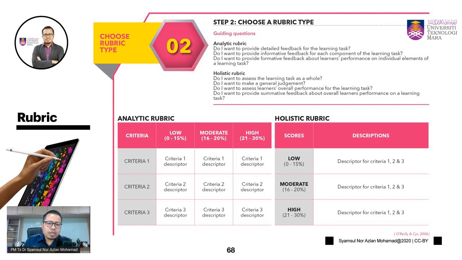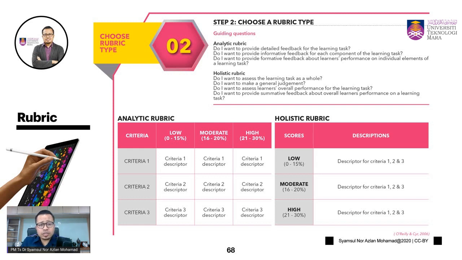So there are guiding questions. If you opt for the analytic rubric: do I want to provide detailed feedback for the learning task? Do I want to provide informative feedback for each component? And do I want to provide formative feedback about the learner's performance on individual elements of the learning task? So these are the questions that should be raised when we want to opt for the analytic rubric.